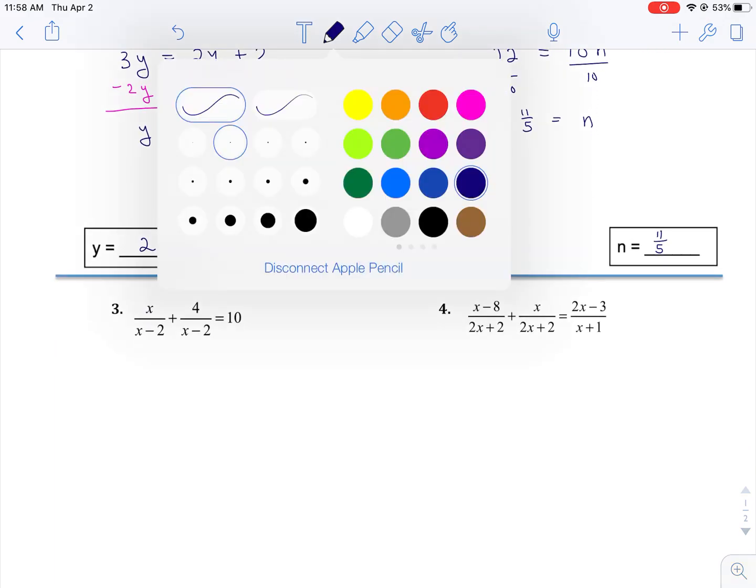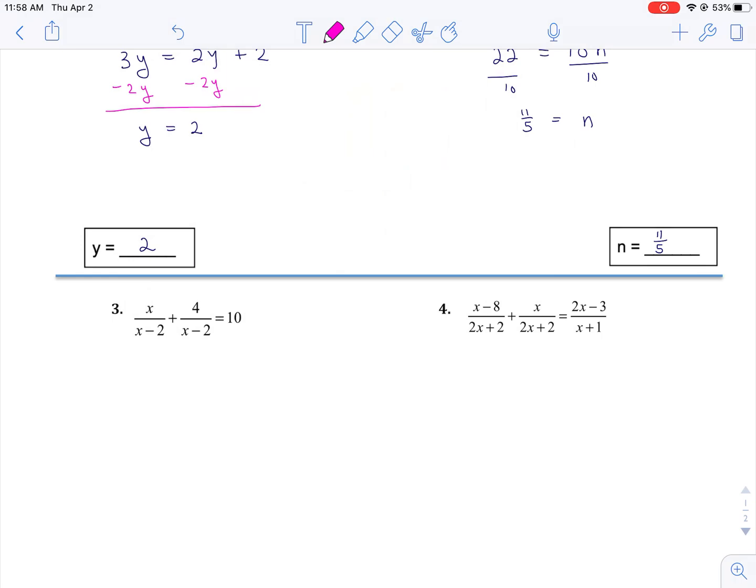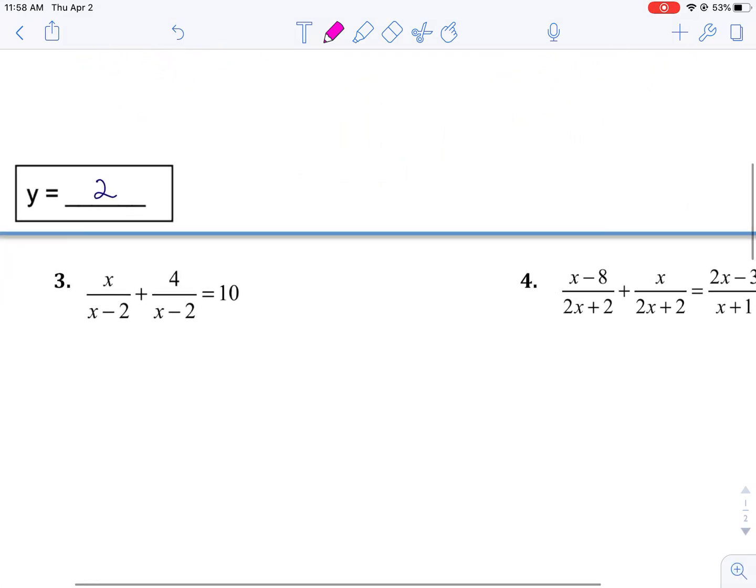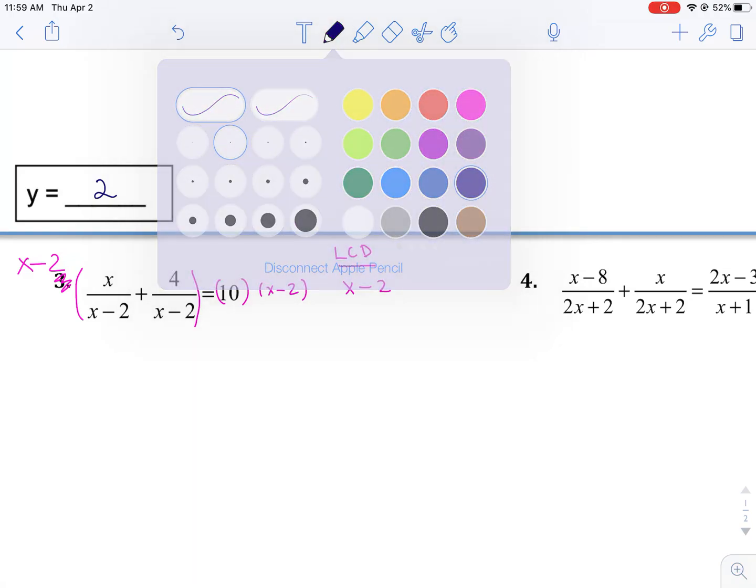Okay, on to number 3. If you look here, again, you got to look in those denominators for the least common denominator. On the left, I got x minus 2. On the right, I have 1. There is no denominator, so it's just x minus 2. And so that's what I'm multiplying left and right by. On the left by x minus 2, on the right by x minus 2.